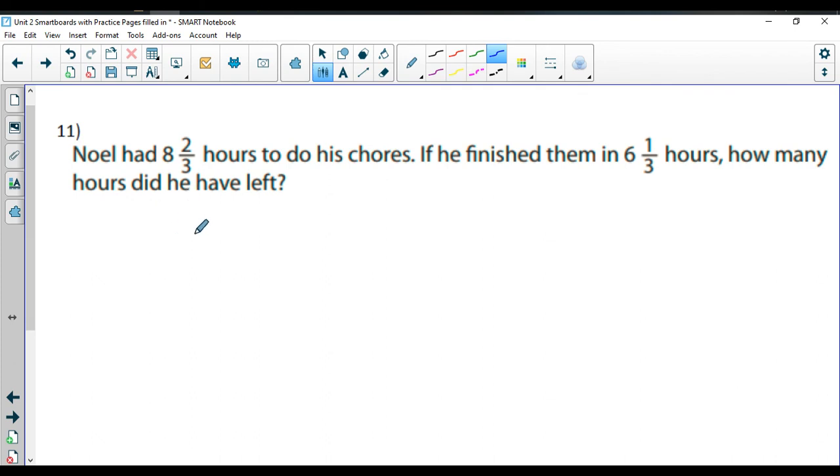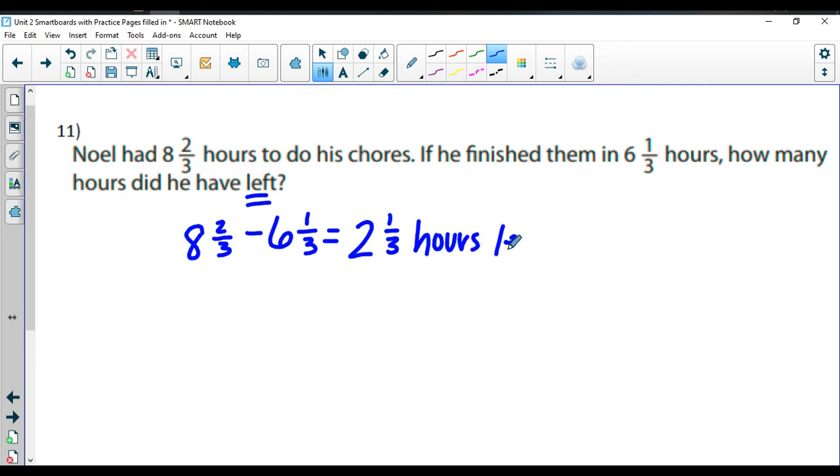Noel had 8 and 2/3 hours to do his chores. If he finished them in 6 and 1/3 hours, how many hours did he have left? So he started with 8 and 2/3, and he finished them in 6 and 1/3. Can we do 2 minus 1? Yeah, so we're not going to have to borrow here. So 8 minus 6 is 2. 2/3 minus 1/3 is 1/3. And we'll put the label of hours left.